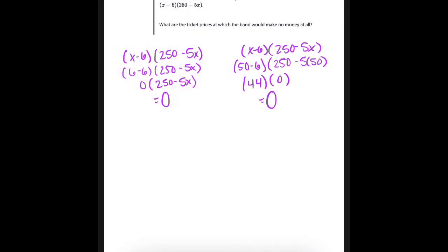Here is number 4. A band is traveling to a new city to perform a concert. The revenue from their ticket sales is a function of the ticket price x and can be modeled with x minus 6 times 250 minus 5x. What are the ticket prices at which the band would make no money at all? This side shows $6 and this side shows $50. So you're looking for what you can plug into this one to make it equal 0. And on this side you're looking for the same thing. What can you plug in for x to make it 0?